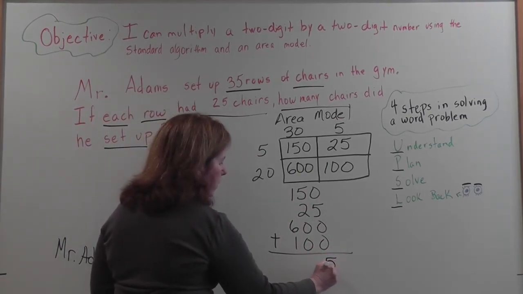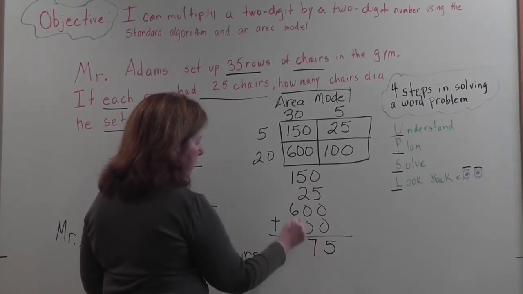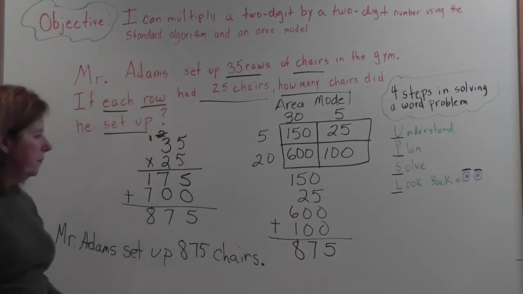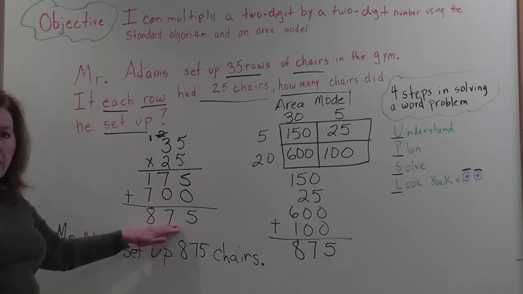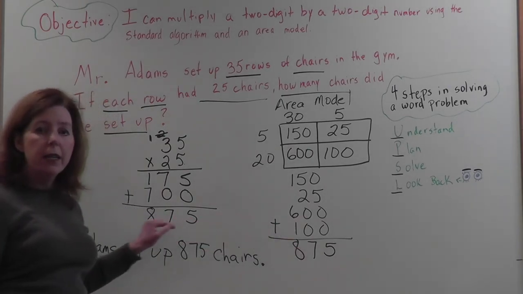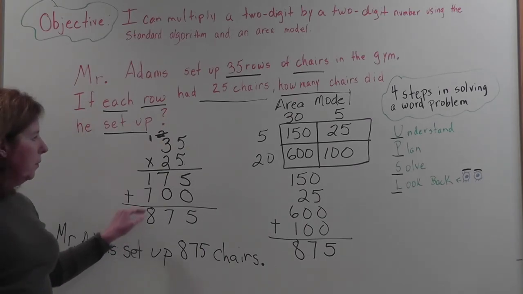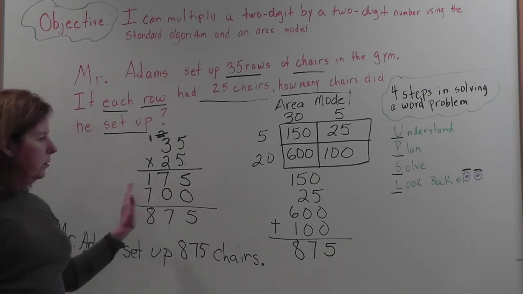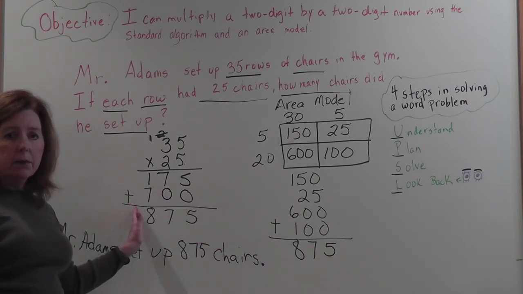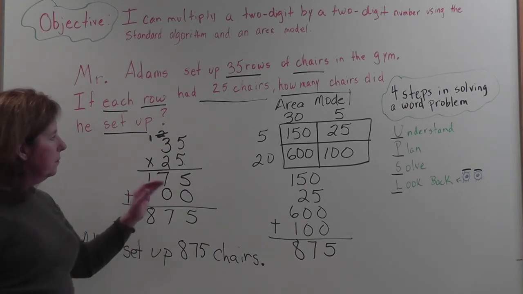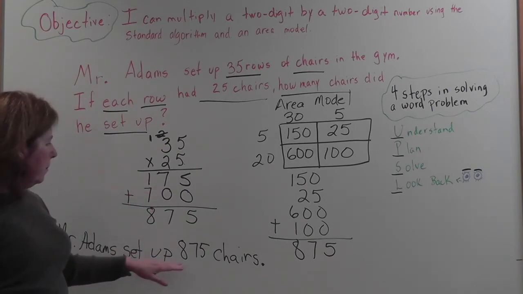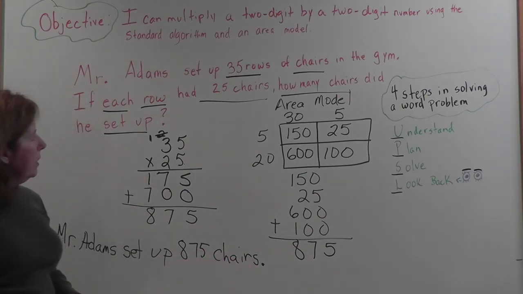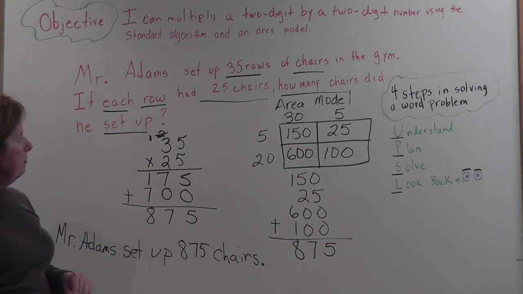5, 7, 1 plus 6 is 7, plus 1 is 8, 875. Okay, my product is the same, 875 and 875. So either way you multiply it out, you should get the same product. Okay? So, Mr. Adams set up 875 chairs is my answer to this word problem.